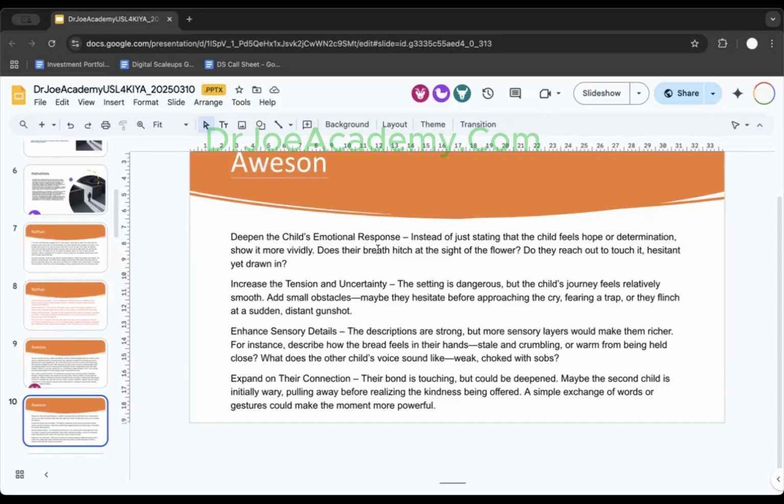Enhanced sensory details. The descriptions are strong, but more sensory layers could make them richer. For instance, describe how the bread feels in their hands, stale and crumbling or warm from being held close. What does the other child's voice sound like? Weak, choked with sobs. Expand on their connection. Their bond is touching but could be deepened. Maybe the second child is initially wary, pulling away from realizing the kindness being offered. A simple exchange of words or gestures could make the moment more powerful.